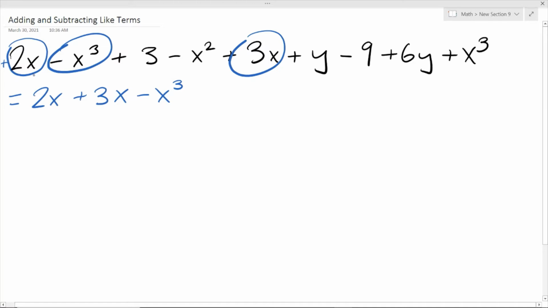And also, terms are separated by signs. You will notice that. So we have how many terms here? 1, 2, 3, 4, 5, 6, 7, 8, 9. 9 terms. Anyways, back to what we were doing.